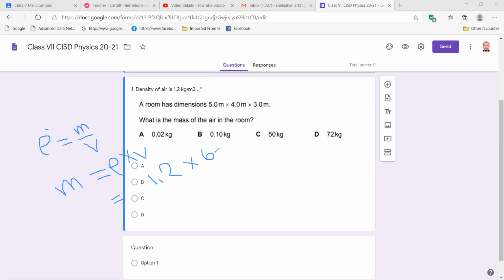72 kg. So is it a very difficult question? Is it beyond your knowledge or within your knowledge? Sir, within our knowledge. So this type of question you can solve, right? If I give you similar questions, you can solve them, right? Yes, sir.